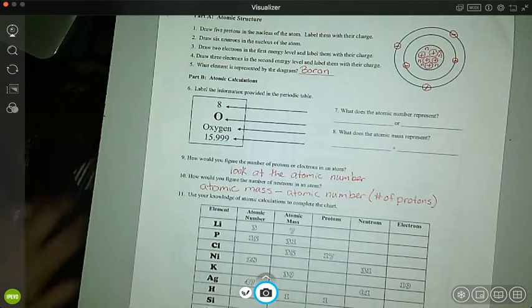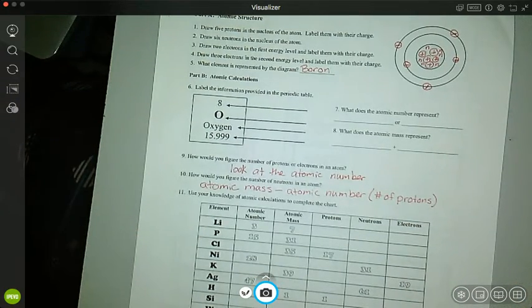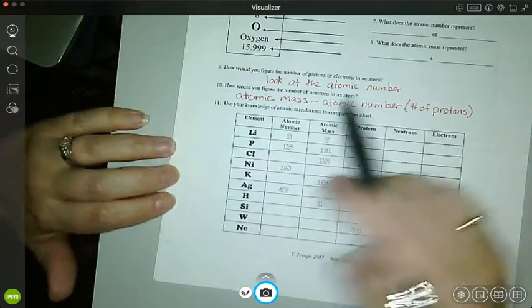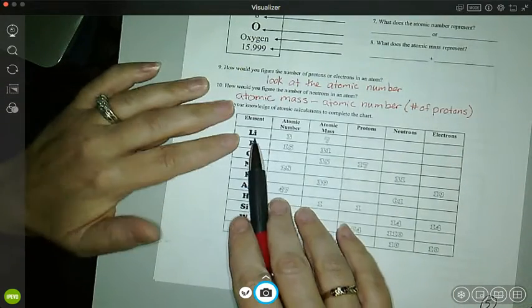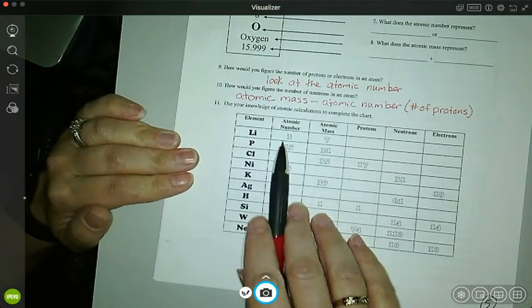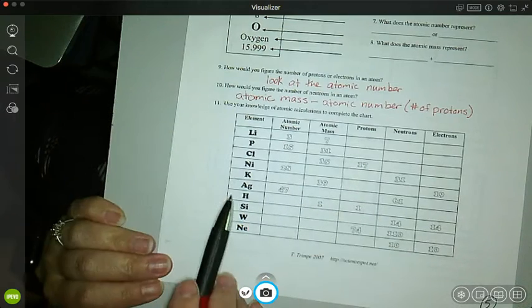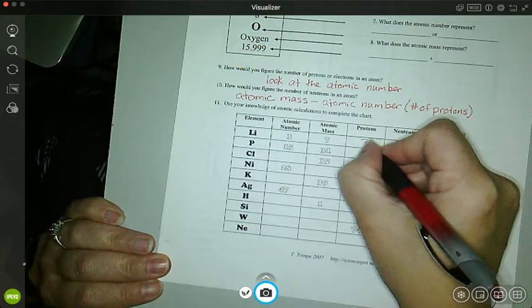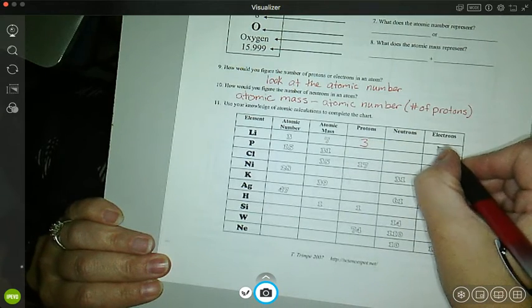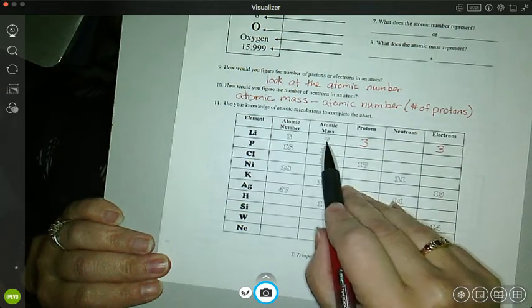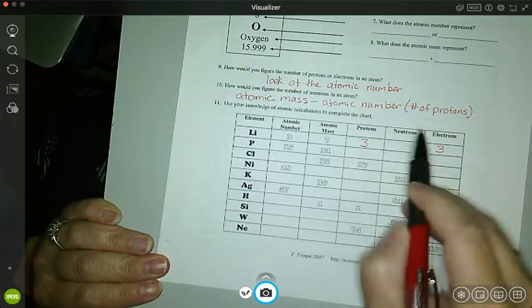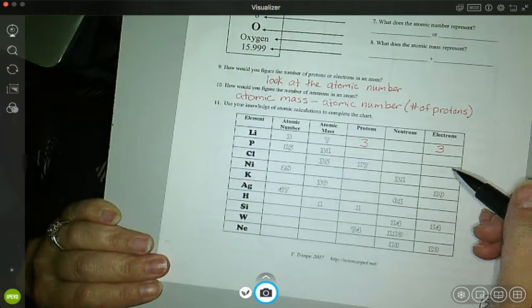So if I know all that, I can do this chart. Even if I don't have certain information, I can fill in this chart because of what we do know. So if my element is lithium and its atomic number is 3, how many protons do I have? 3. How many electrons do I have? I know my atomic mass is 7 and my protons are 3, so how many neutrons do I have? 4.